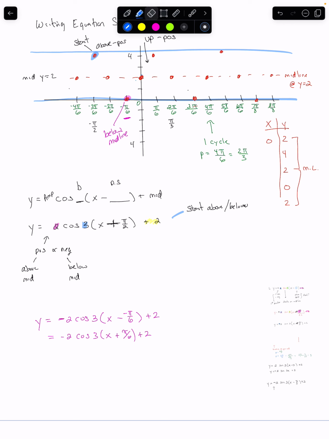And again, you could do this all the way through with any coordinate you choose above or below the midline. So recap: choose a coordinate on the midline, use the sine function. Choose a coordinate above or below the midline, use the cosine function. If you're using sine, you're on the midline, first thing you do is go up, positive sine. First thing you do is go down, negative sine. Choose a coordinate above or below the midline: above the midline, positive cosine; below the midline, negative cosine.